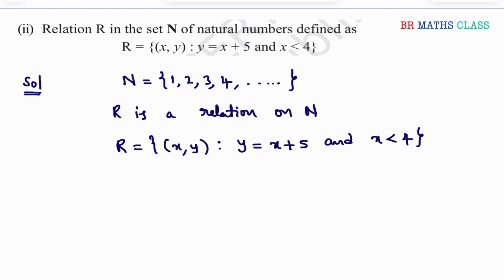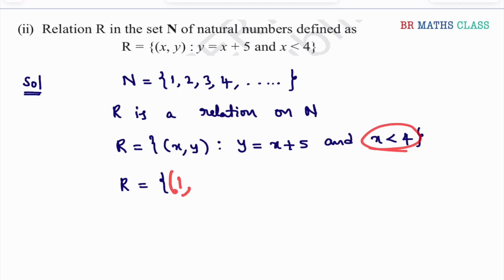Okay, and here you observe this ordered pair must satisfy these two conditions. You observe x is a natural number which is less than 4. x is a natural number and less than 4. That means x you can take 1, 2, 3. You cannot take 4 because they are saying x is strictly less than 4. So I'll write this relation in roster method so that I can easily check the reflexive, symmetric, transitive conditions. So here x is less than 4, they are saying, I'll take x equal to 1.